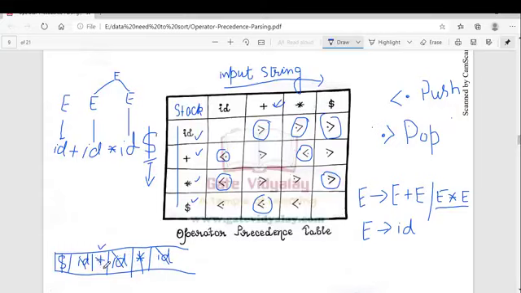Now we have plus on the top of the stack. Plus and dollar sign. I will see this plus and this one is dollar sign. Now I have to check, this symbol shows pop. So I will pop out this plus, and when it is popped out, it will become that e production. Now I have dollar sign on the top of the stack and this dollar sign is on the top of the stack.